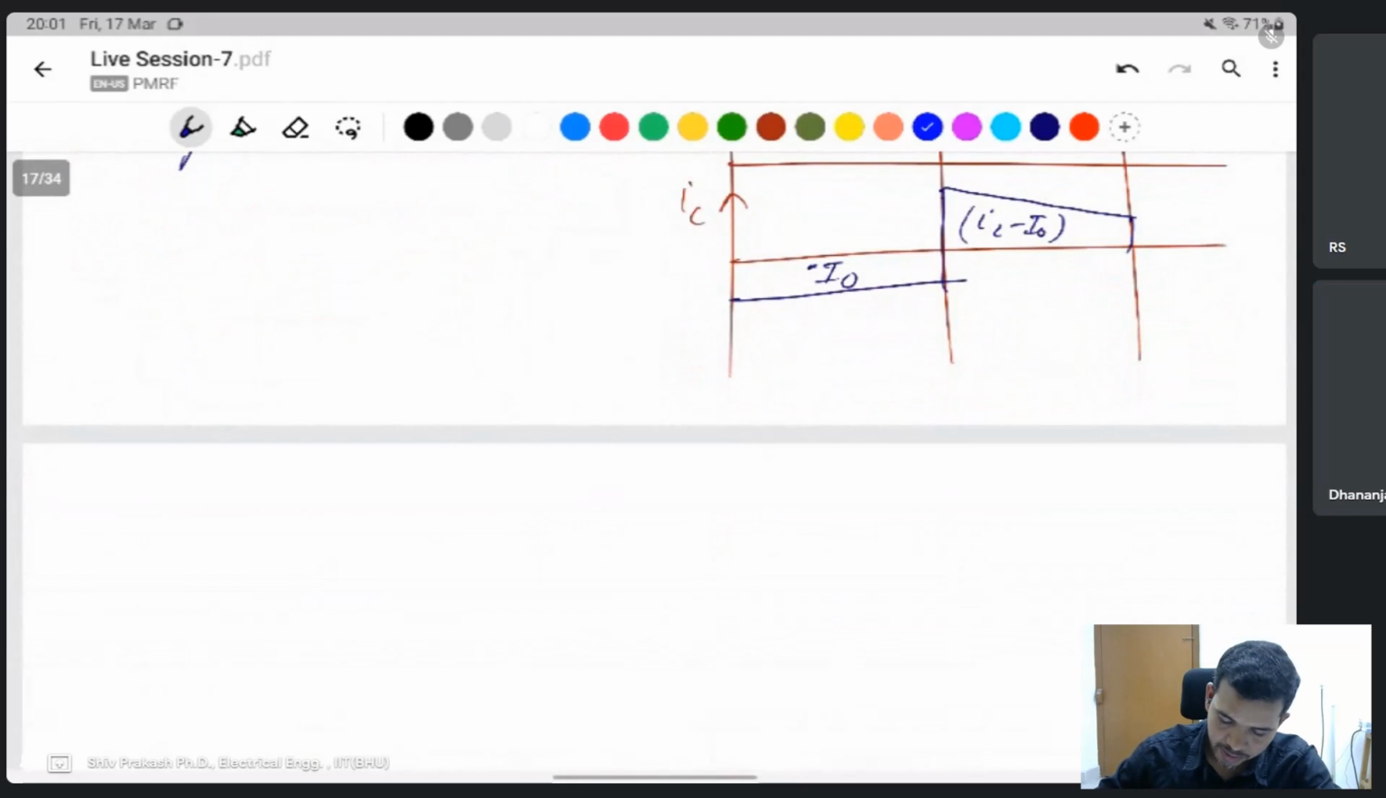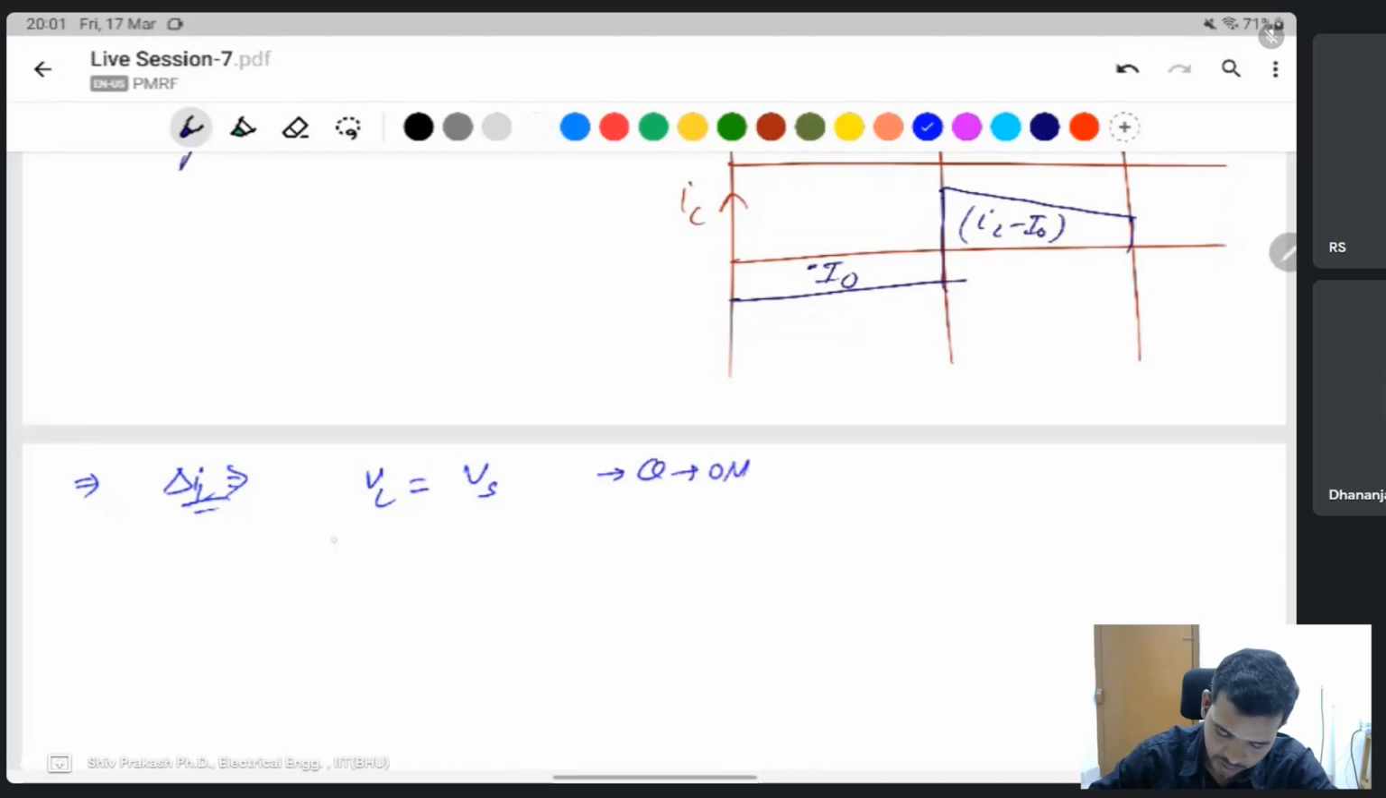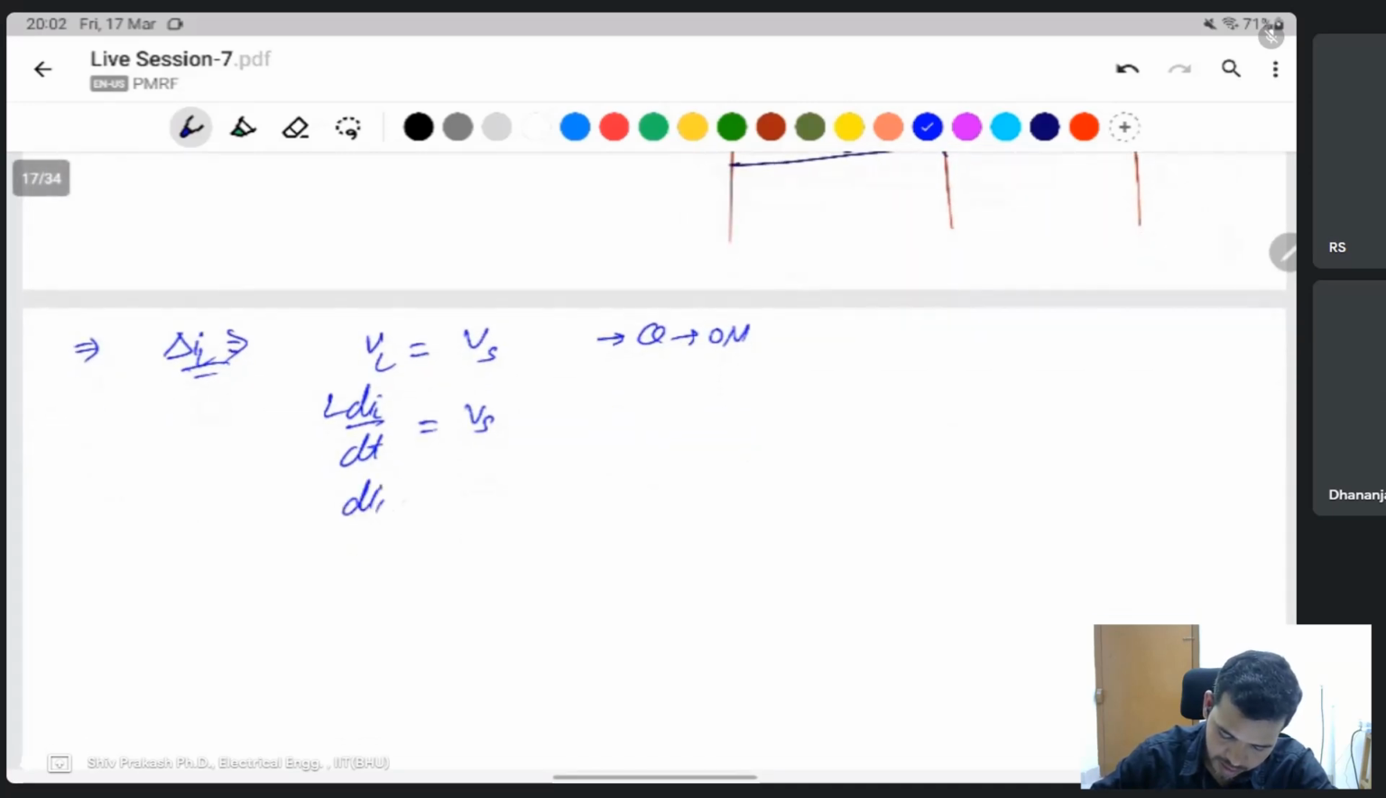Then find delta IL and delta Vc. Ripple of inductor current: for calculation, take VL when the switch is on, the same as Vs. When the switch is on, VL = L delta IL by dt is equal to Vs. So delta IL is Vs by L into dt.